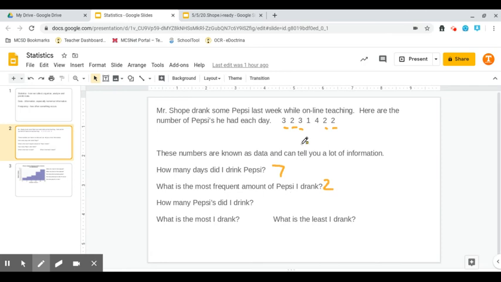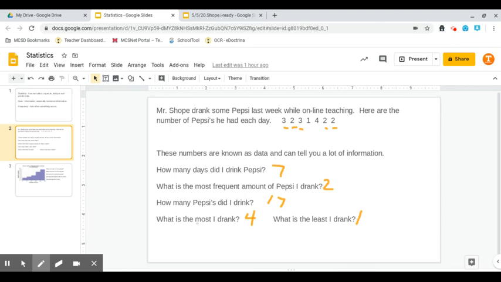What is the most I drank? 4. What is the least I drank? 1. How many Pepsis did I drink that week? Well, 3, 2, 3, 1, 4, 2, and 2. We add these numbers up. 5 plus 3 is 8, plus 1 is 9, and 4 is 13, 15, 17. So just list of those little numbers there. That's some information that we can learn from this data.